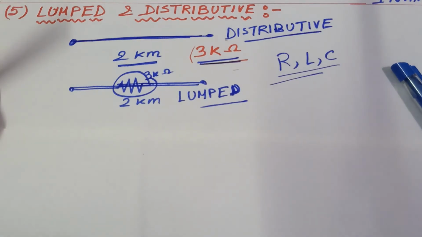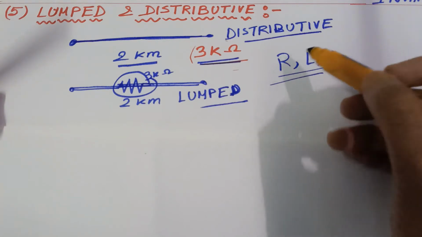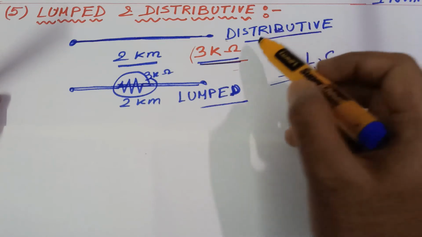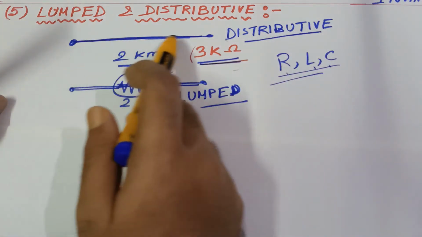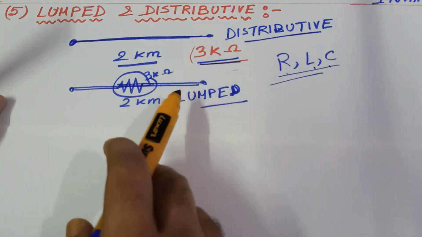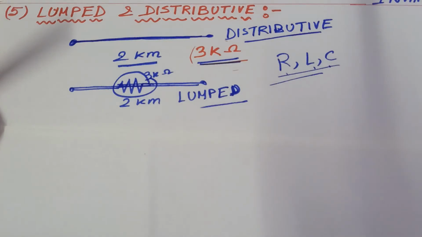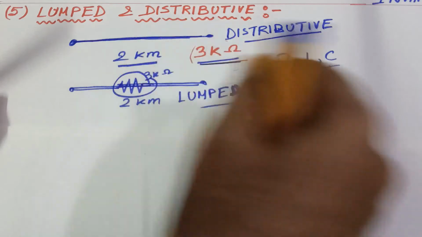Okay, and it is applicable for all kind of elements, resistance, inductance, capacitance. So there is no limitation. Okay, so distributive means the property is distributed over the length, and lumped means the property is concentrated in a point. But that is also your assumption, because no property can be situated at a point.